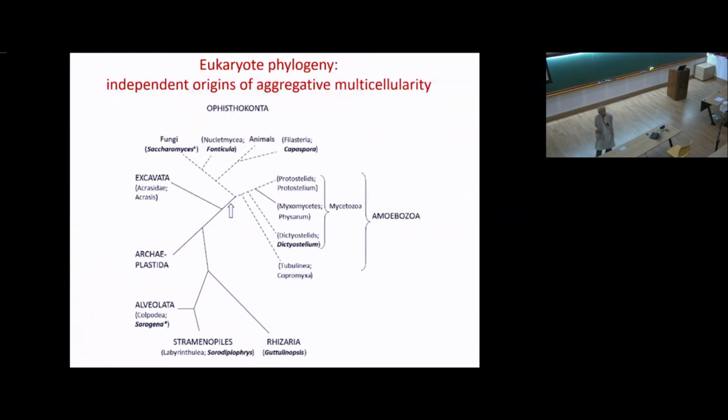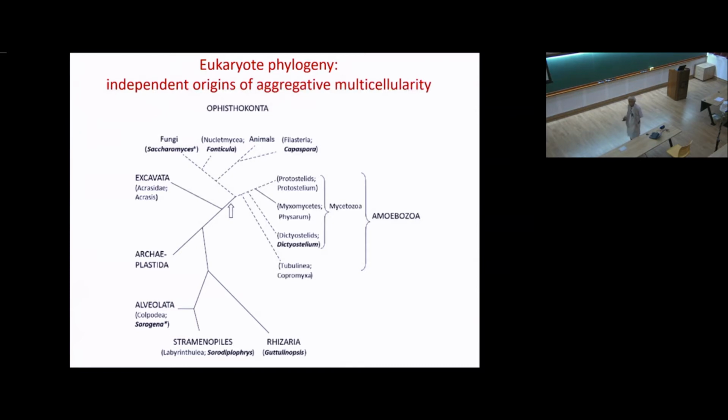It turns out that except for the archaeplastids, each of these supergroups contains members today in which you get aggregative multicellularity. So this is something which has arisen independently in evolution in at least 7 of these different lineages, and because of how ancient this phenomenon is, we think that it may well have arisen at roughly the same time.